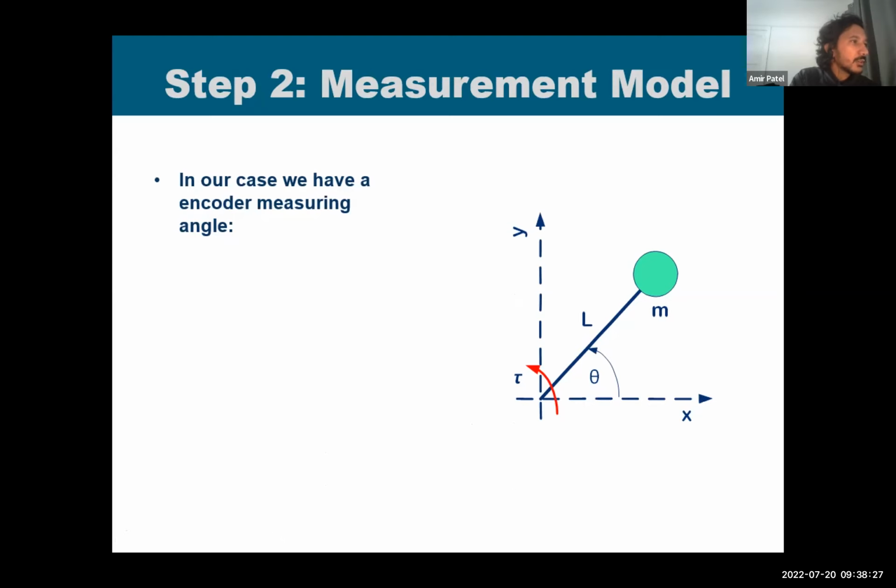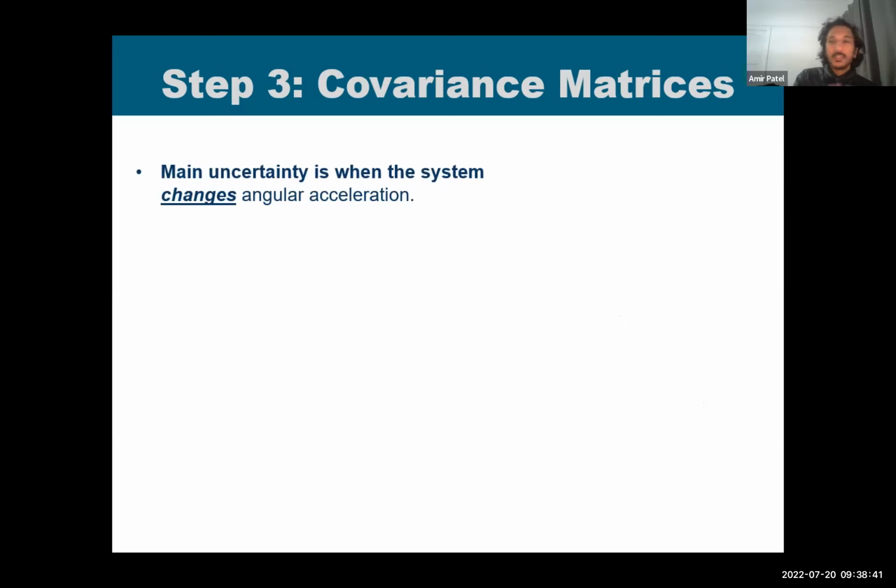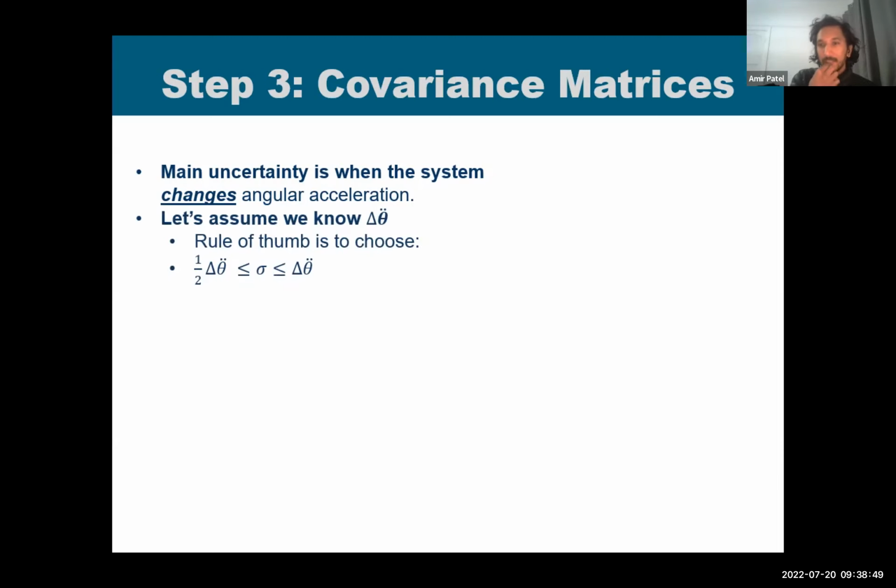We do have an encoder, and the encoder is giving us the angle, so the measurement model looks like that. Again, I can't stress this enough: it's not always the case that you directly measure the state. The main uncertainty in this system is the changes in angular acceleration, right? So how much can this system deviate from being constant acceleration? The rule of thumb is to calculate what you think the biggest change in your acceleration will be, and then choose somewhere between half and that maximum value.